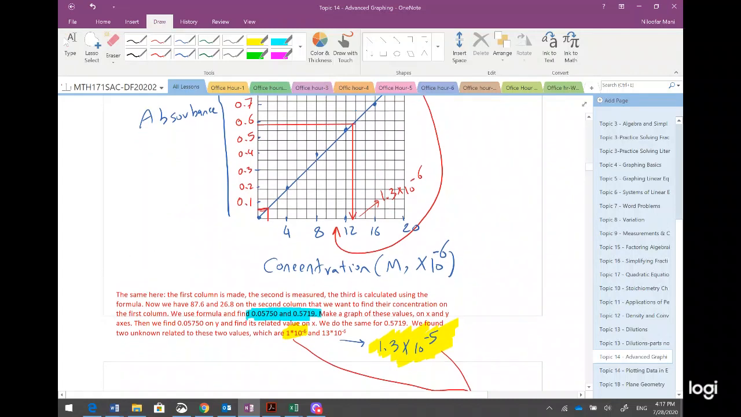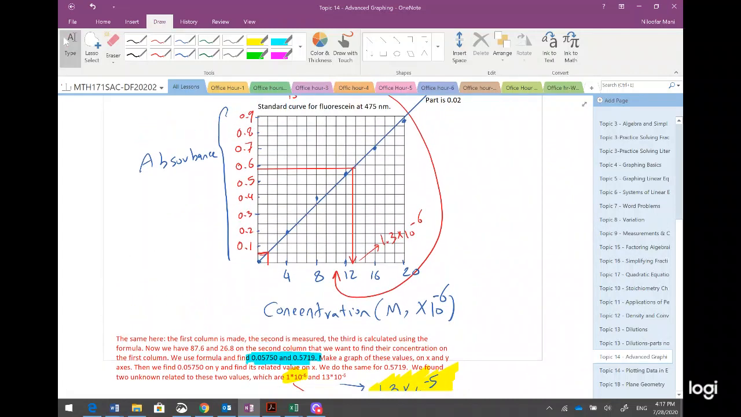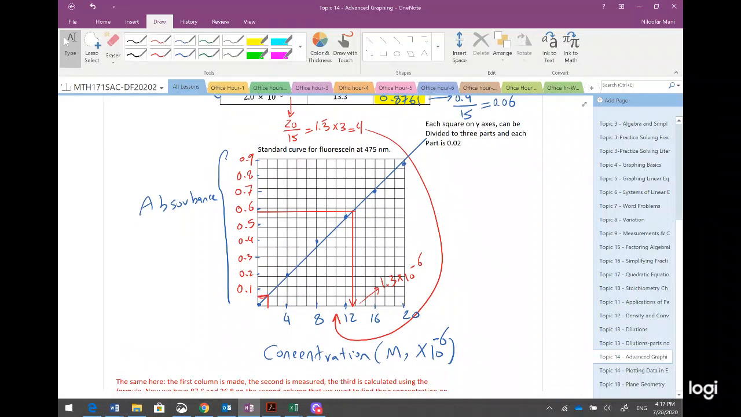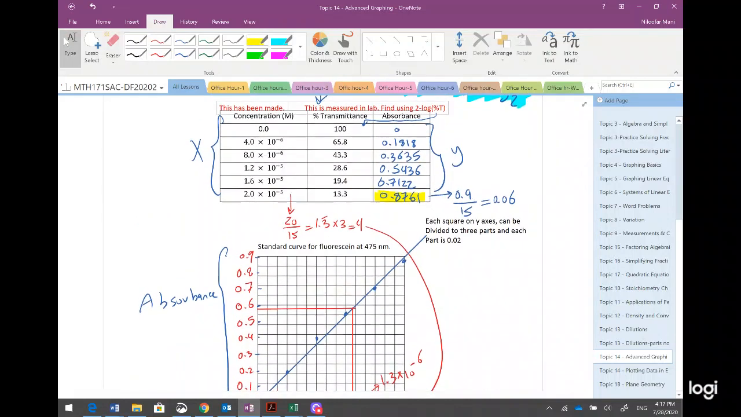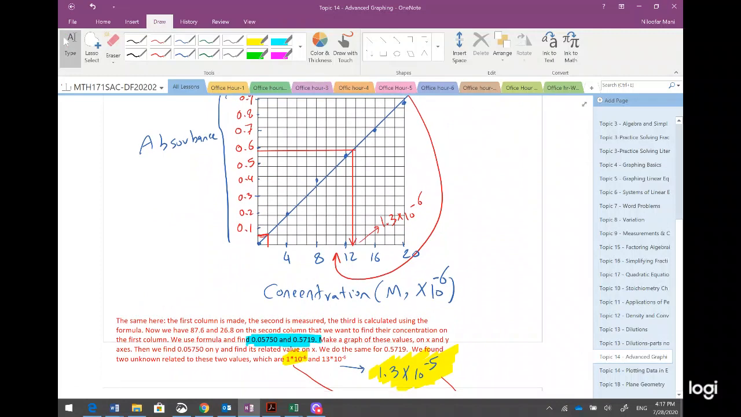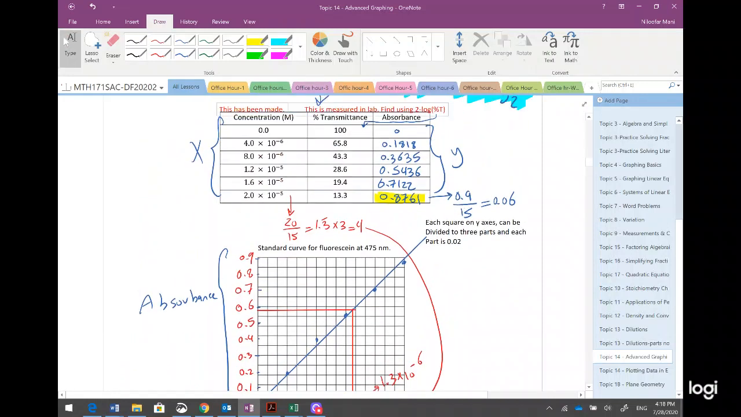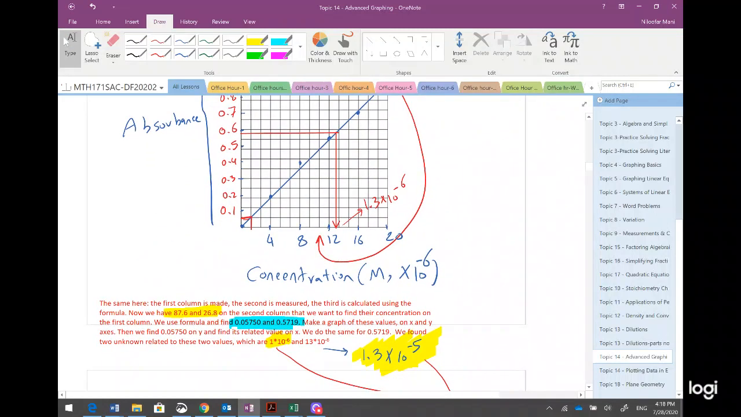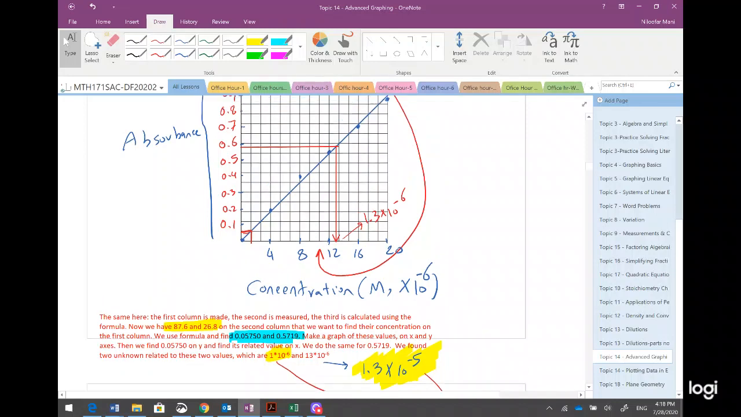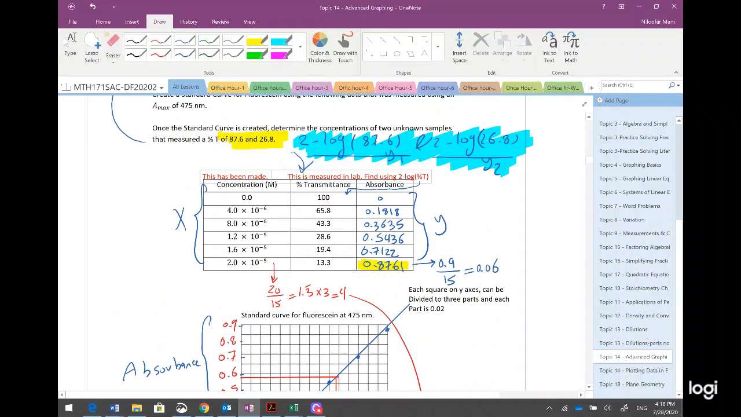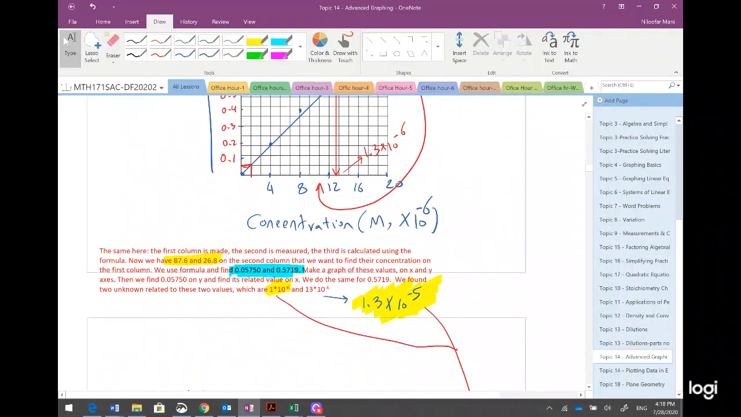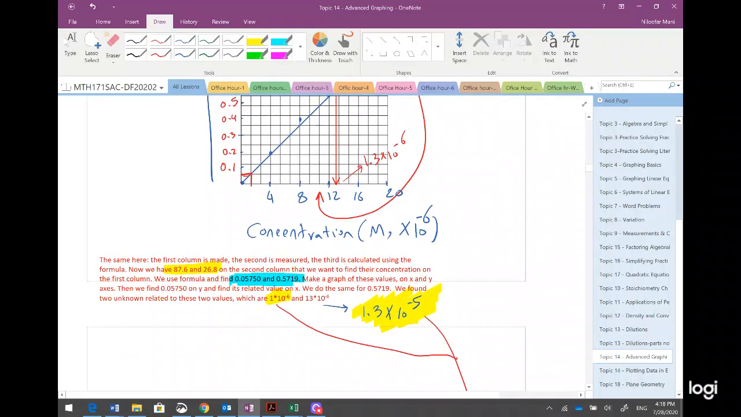So I did graph it, and then I can find these two values on the y-axis. For example, see, I am looking for, where is it? So see, we use the formula and find these two. Okay, now we have these two values on percent transmittance, on the second column. I can calculate absorbance for these two values. Yes, I can. Then we use the formula to find these.